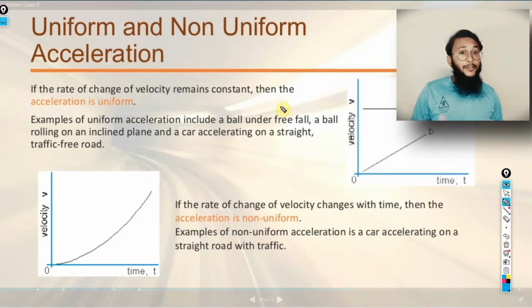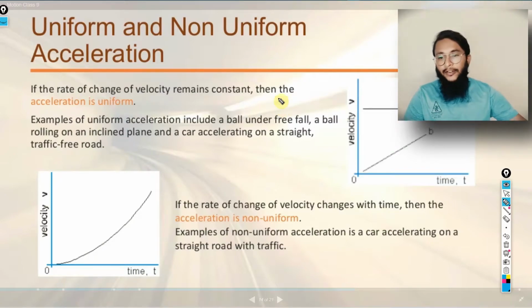Welcome back. In uniform accelerated motion, the acceleration of that object or the car is constant. The word uniform refers to constant acceleration, right? That means non-uniform accelerated motion refers to not constant acceleration. That means acceleration is not the same every time. Let's see it briefly.